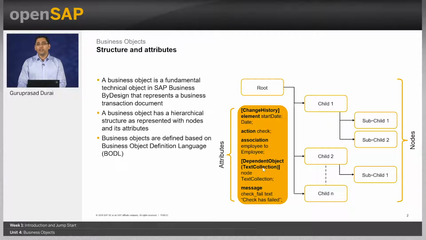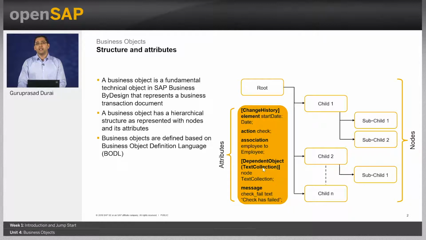Number 2, the actions. The actions defined in the business objects are mapped to the user interface. The user uses these actions to change the status of a business document or to perform any checks on the business document.